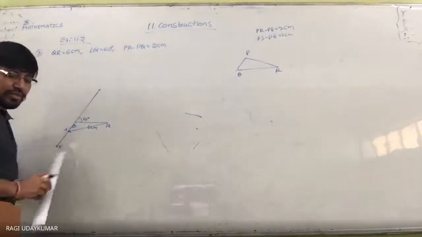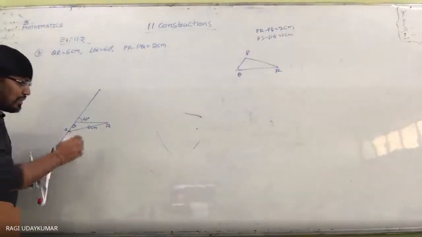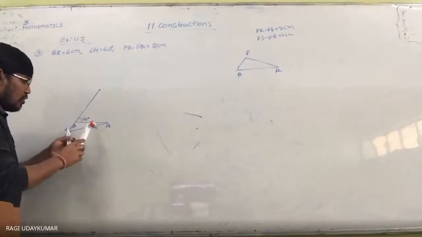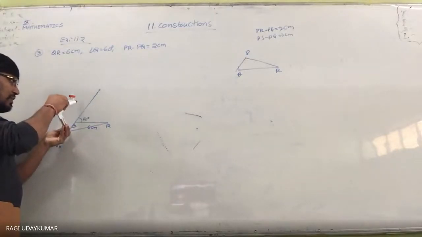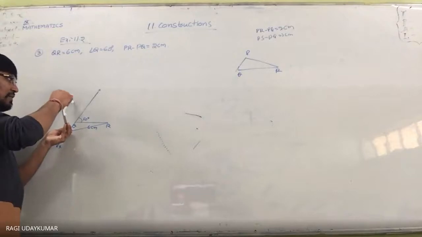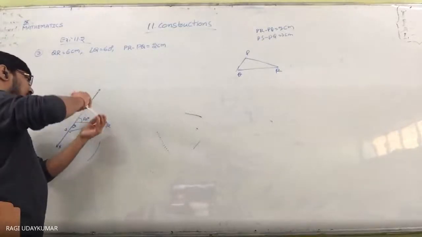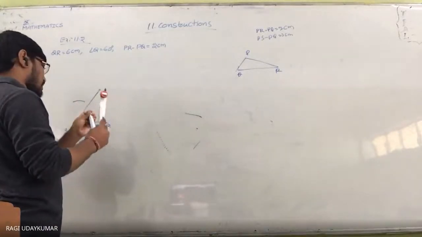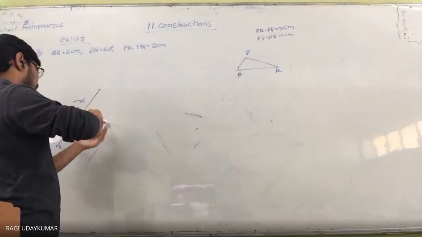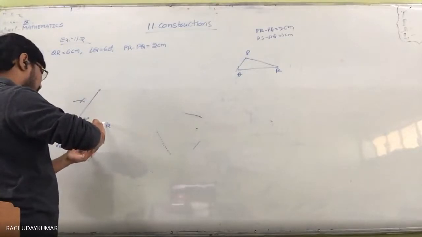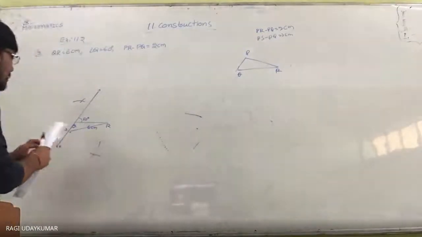Draw the SR perpendicular bisector. So the perpendicular bisector approximately will be like this. Take more than half radius. Don't forget, with S as a center, more than half radius we have to take. With the compass, like this you get one arc. With this one as a center, again an arc. Two arcs. Okay, and join these two.